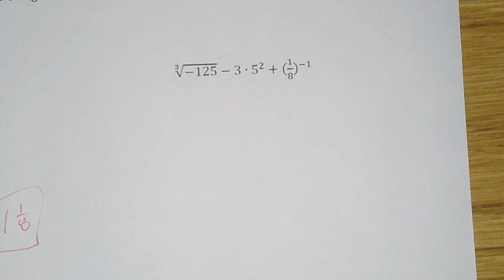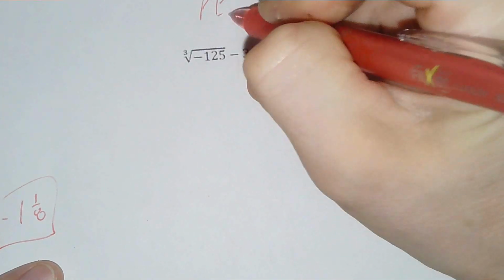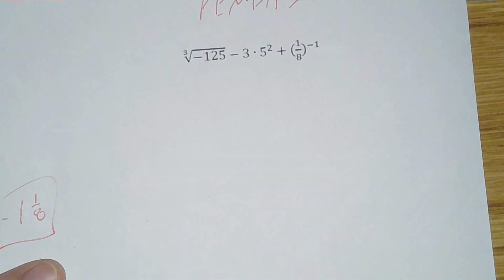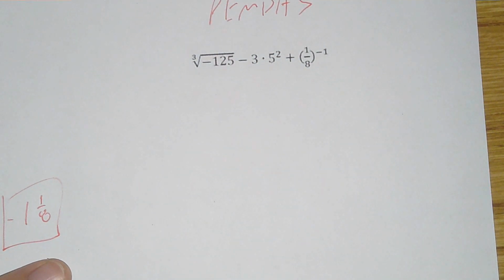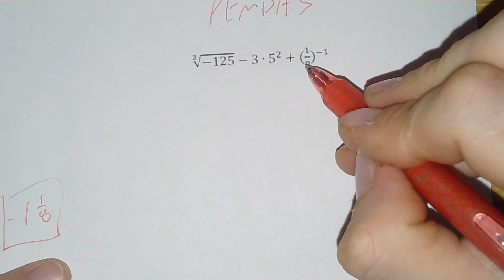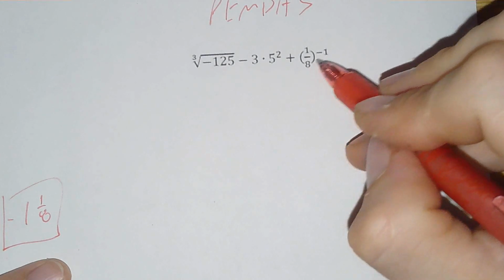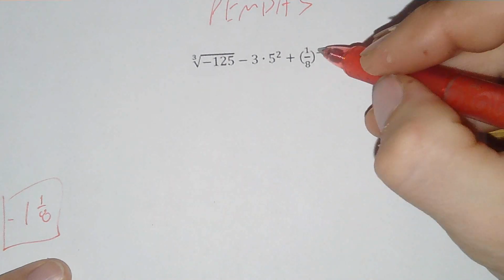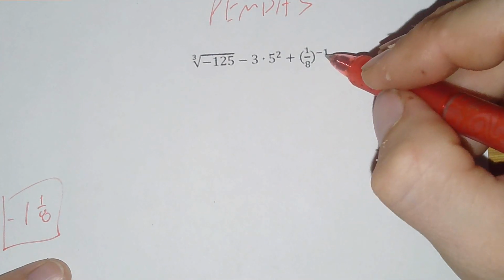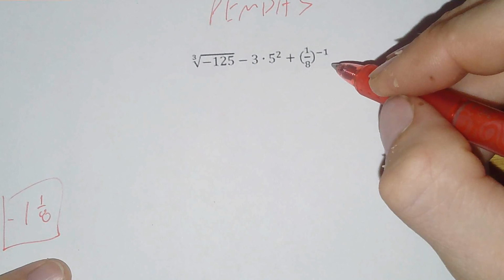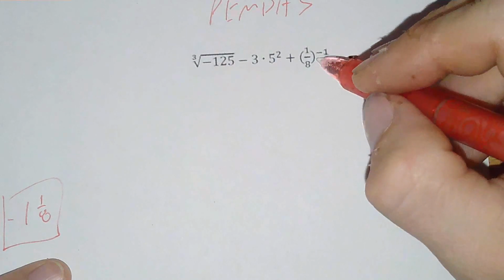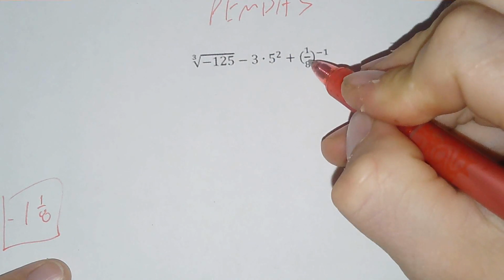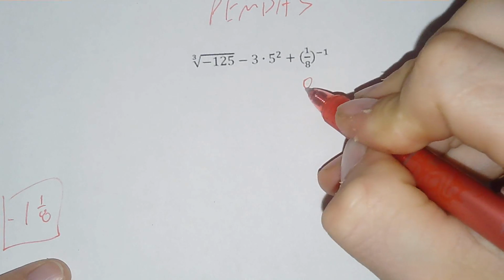Let's move on to this one here. Okay, PEMDAS: please excuse my dear Aunt Sally. Parentheses. We have this 1/8 in parentheses, and it's raised to the -1. That means everything inside of this is raised to the -1, or you just invert the fraction. That's really the best way to do that. When you invert this fraction, it becomes 8.